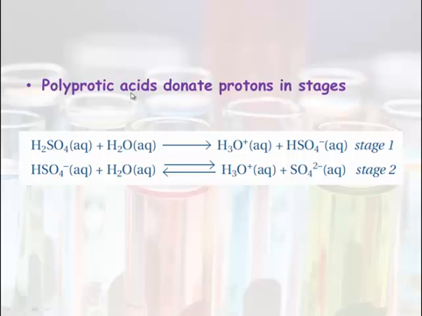So these polyprotic acids donate their protons in stages. You'll see here with sulfuric acid, it reacts with the water, it gives up one hydrogen to become HSO4 negative. That's stage 1. This HSO4 negative now can lose its hydrogen. So this is the same substance that was formed here, reacts with water again to form hydronium plus SO4 2 negative, and that's the second stage. So the product of the first stage can react again with the water to undergo the second stage.